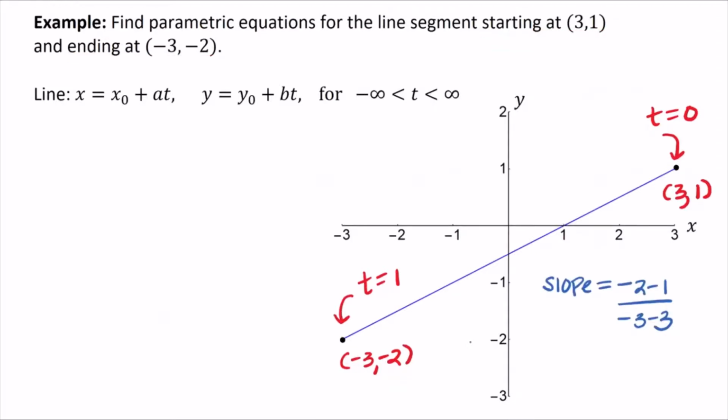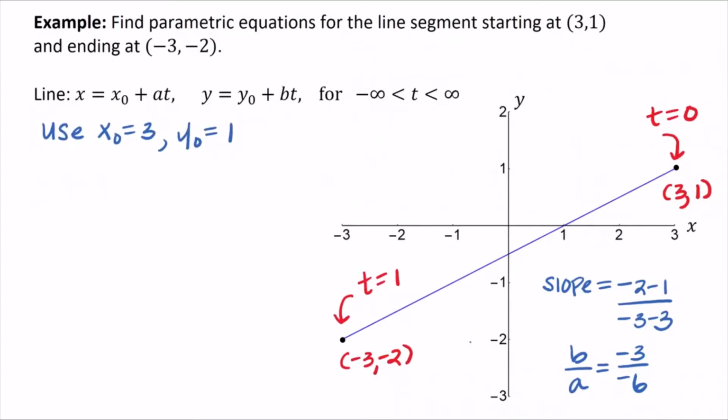Computing the change in y over change in x, going from the t equals 0 point to the t equals 1 point, the slope of our line segment equals -2 minus 1 all over -3 minus 3. Thus b over a equals -3 over -6. Note, if we do not simplify the signs, we will generate our line segment in the appropriate direction.